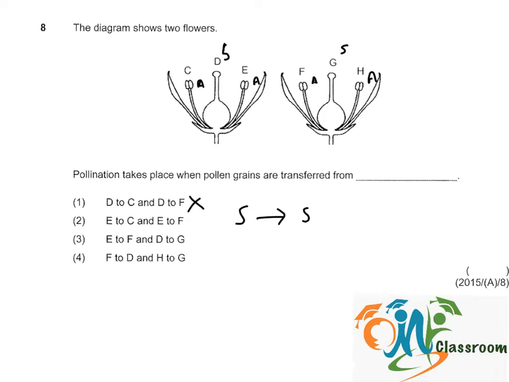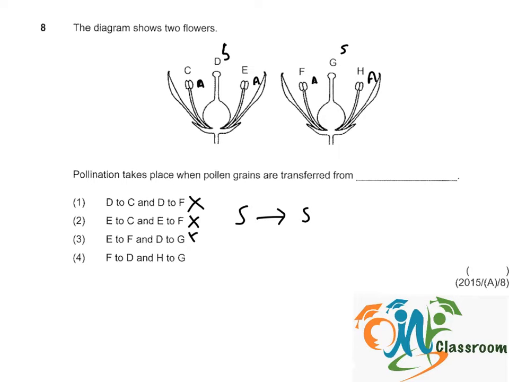And let's look at option 2. Option 2 shows the transfer from E to C. E to C is from one anther to another anther, so it is wrong. Option 3, E to F. E to F is from one anther to another anther, so it's also wrong.